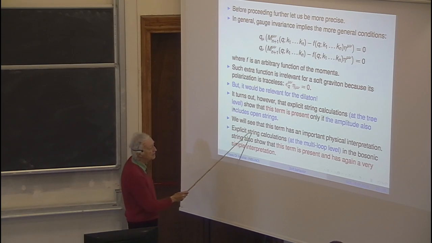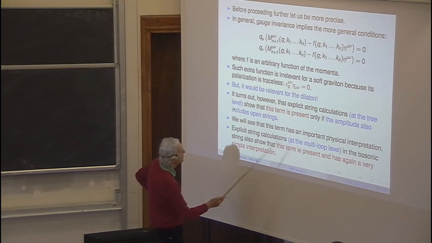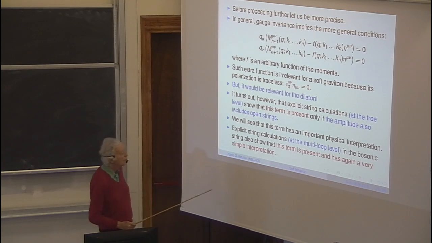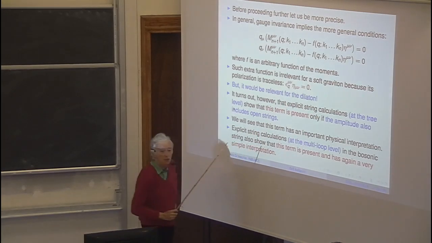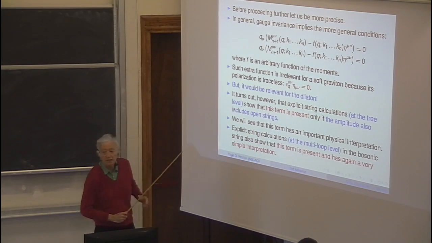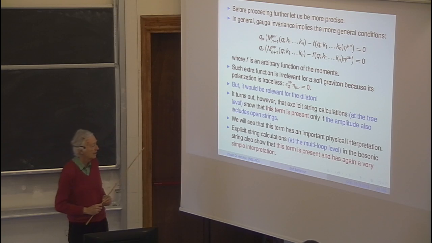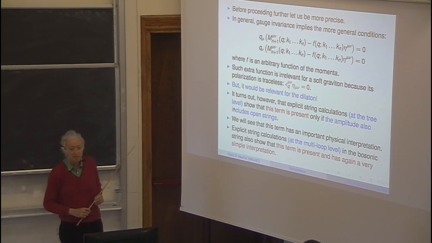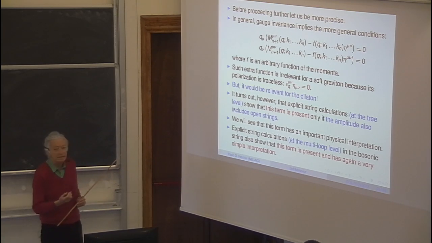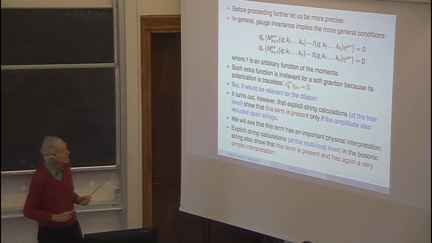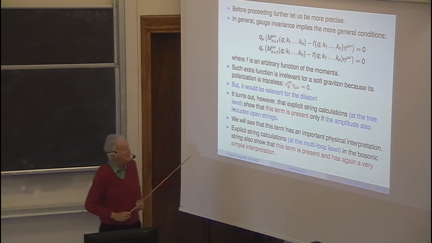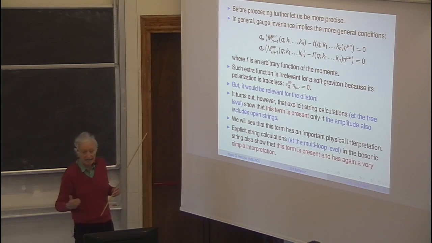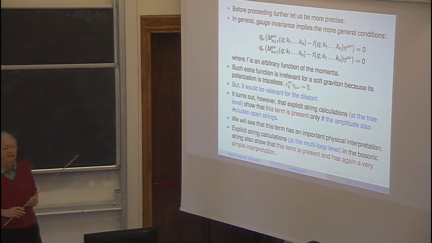Also, an explicit string calculation at the multi-loop level in the bosonic string shows that there is a term like that appearing in the case of the dilaton, and also in this case, this term has a very simple interpretation. So these terms are needed and are present in certain particular cases, but in general are absent. And it's not clear why that is.